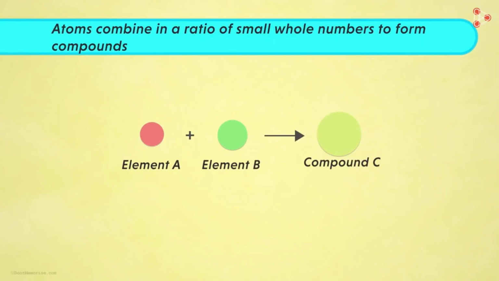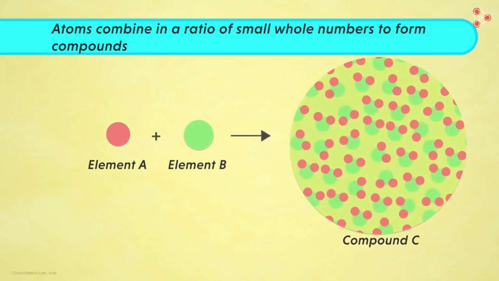The fifth postulate states that atoms combine in a ratio of small whole numbers to form compounds. Now, what do we mean by this? In this chemical reaction, we find elements A and B reacting and giving us the compound C. If we observe well, a unit of compound C has 2 atoms of element A and 1 atom of element B, right? So aren't these whole numbers? Yes. This means that in any compound, the elements are always present in a ratio which comprises of whole numbers.